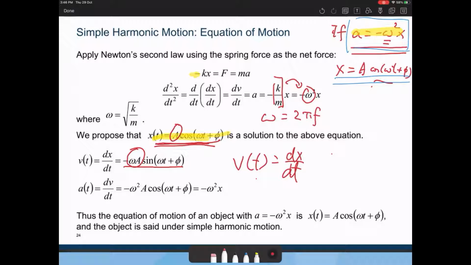And then acceleration is the differentiation of velocity with respect to time. So you would have omega squared times A times cosine omega t plus phi.